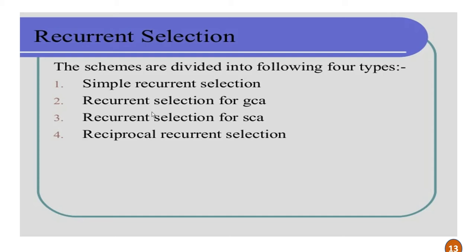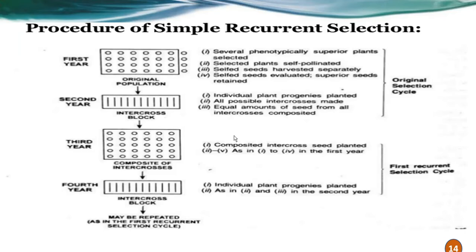So there are four types of recurrent selection. First is simple recurrent selection, second is recurrent selection for GCA, third is recurrent selection for SCA, and last is reciprocal recurrent selection. So let us see first simple recurrent selection. In simple recurrent selection, several phenotypically superior plants are selected from the population, and these selected plants are self-pollinated. Here is the difference: the selected plants are self-pollinated and self-seeds are harvested separately, and the self-seeds are evaluated and superior seeds are retained.